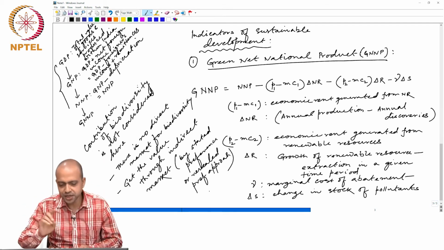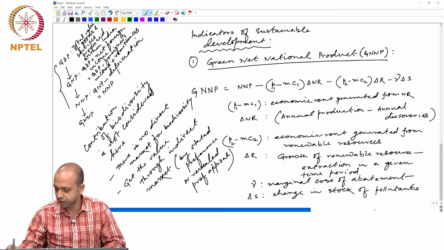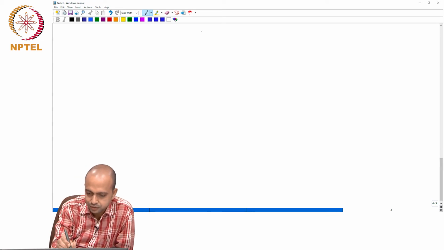So, this is one indicator that is widely used to measure sustainable development. Then economists use another indicator which is called genuine saving.